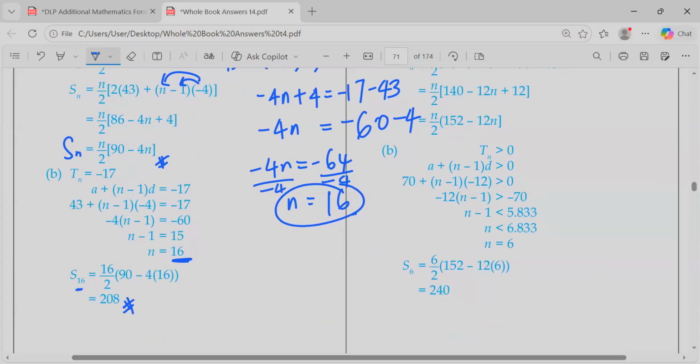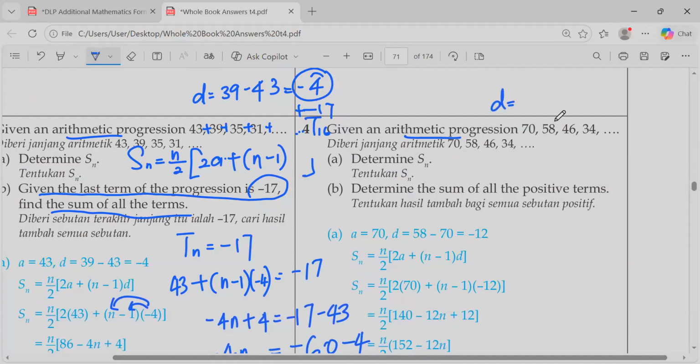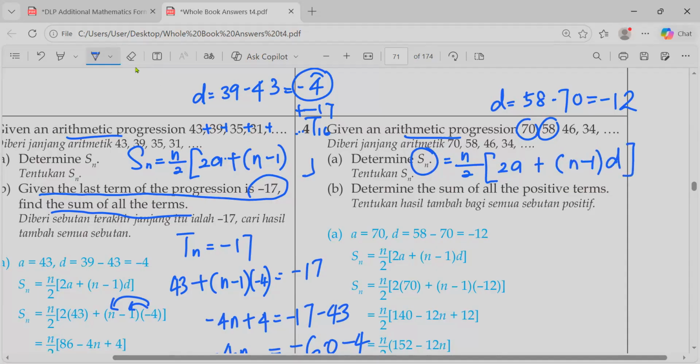Okay, look at the next question. This is an arithmetic progression. So the first thing, find out the d. d is 58 minus 70, so I get -12. a is 70. So find out the Sn. Memorize the formula, you have to memorize the formula. And then d is here, a is 70.